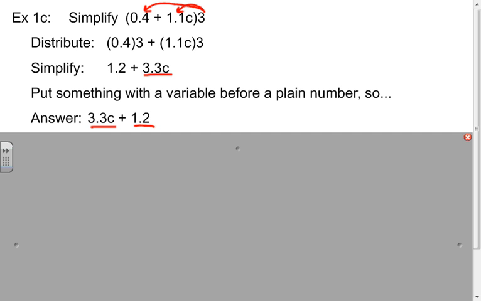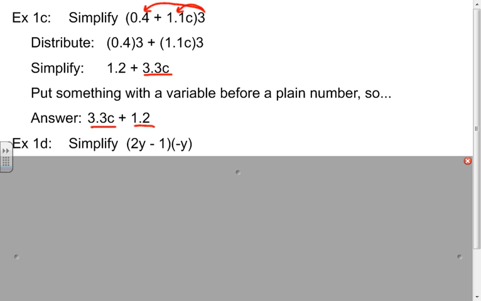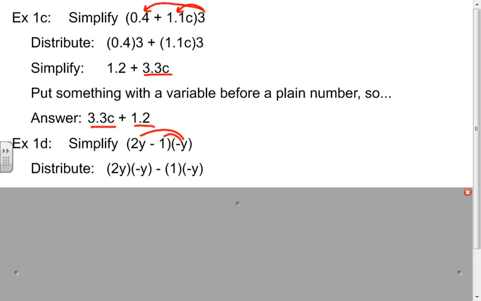Another example, 2y minus 1 times a negative y. Okay? So I'm going to take that negative y, that's the thing that's by itself, and I'm going to give it to the other parts. So I'm going to give the negative y to the 2y, and I'm going to give the negative y to the negative 1. And we end up with this.